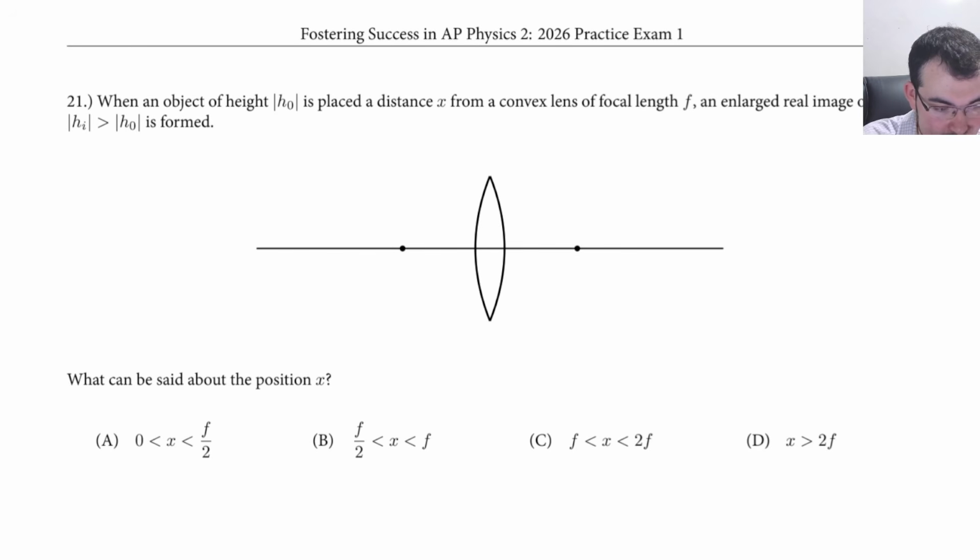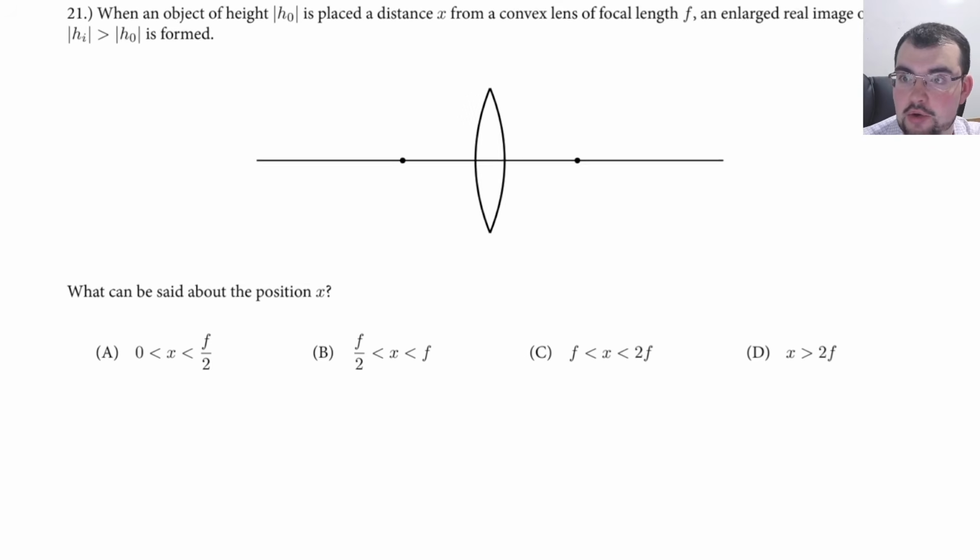All right, when an object of height h0 is placed at a distance X from a convex lens, we get an enlarged real image that looks taller, basically. What can be said about X? So this is asking, where can we place the object to get an enlarged real image? Now, this is a fact. If you know this is a fact, you know the answer is if you place it close to the lens, but not too close. This is getting close to the focal point, but not too close that you don't get a real image anymore.